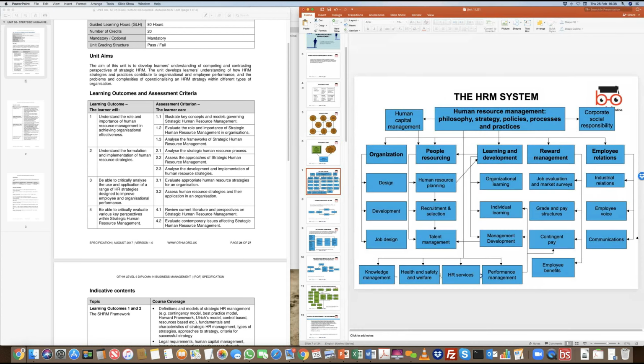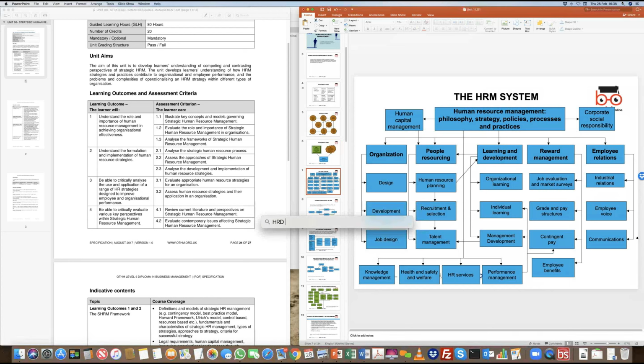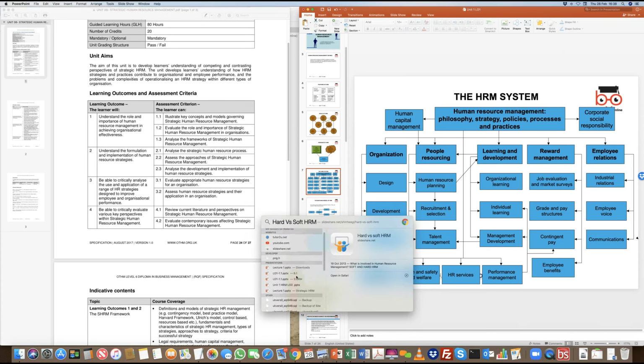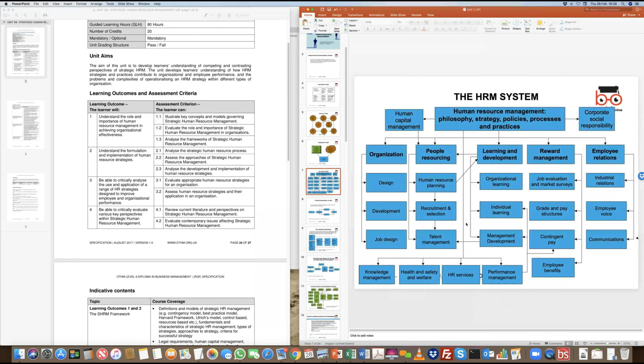Is that okay? Now, I have a handout which I'm going to send to you, comparing hard and soft HRM in order to understand the differences in detail, and why this was important to look at specifically when we study the HRM function.